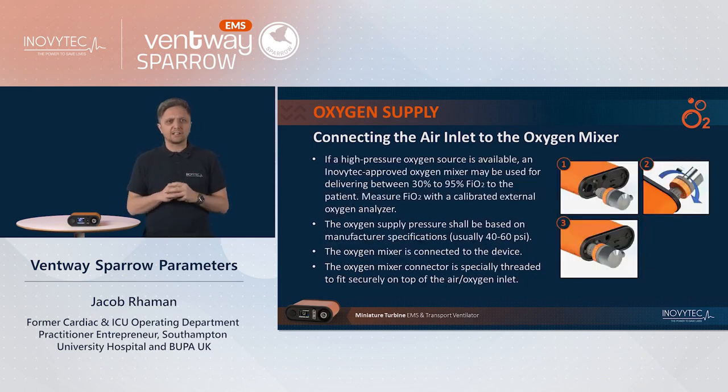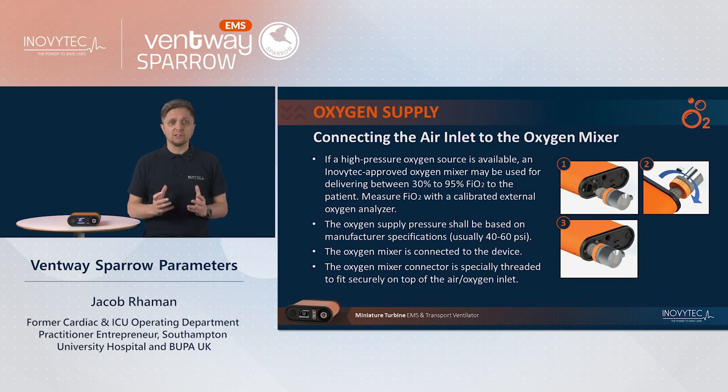Let's have a look at connecting the air inlet to the oxygen mixer. If a high pressure oxygen source is available, an Innovitec approved oxygen mixer can be used for delivering between 30% and 90% FiO2 to the patient. Measure FiO2 with a calibrated external oxygen analyzer. The oxygen supply pressure shall be based on the manufacturer's specification, usually 40 to 60 psi. The oxygen mixer is connected to the device.